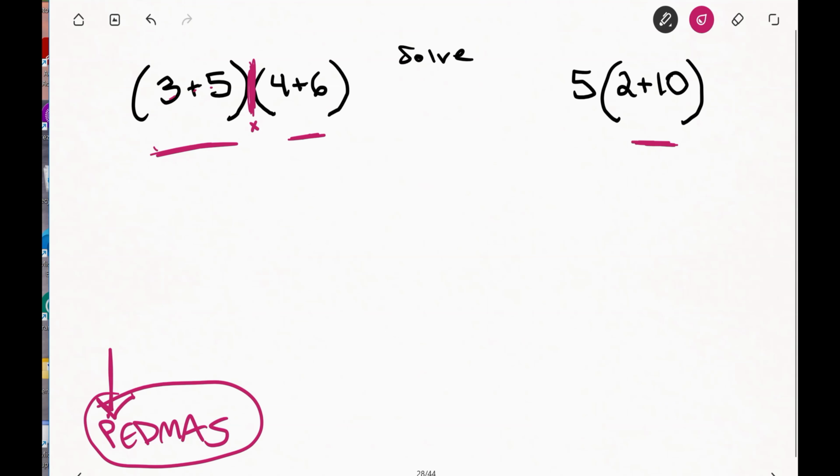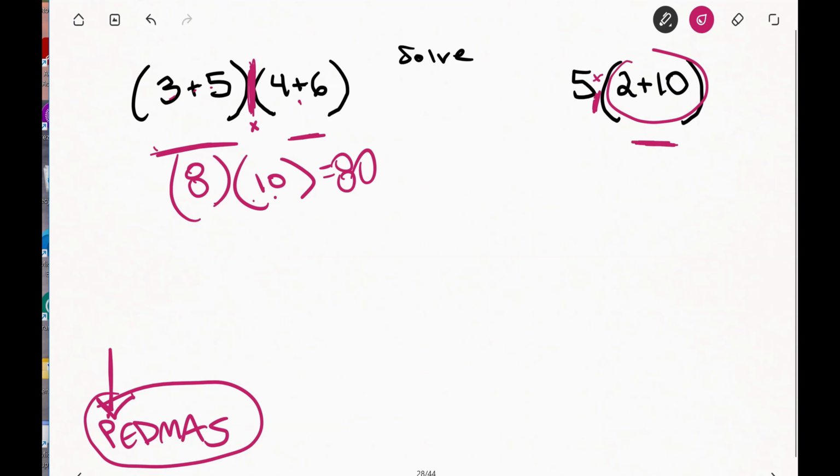So 3 plus 5 equals 8. And then 4 plus 6 equals 10. So 8 times 10 equals 80. And that would have been totally different if you would have done it in a different order. Now let's go over here and do this one. We have 5 outside the parentheses, and if there's nothing between the 5 and the parentheses, that means multiply. Just an invisible multiply sign. But we have 2 plus 10 inside the parentheses, so we got to do that first because of PEMDAS, parentheses first.